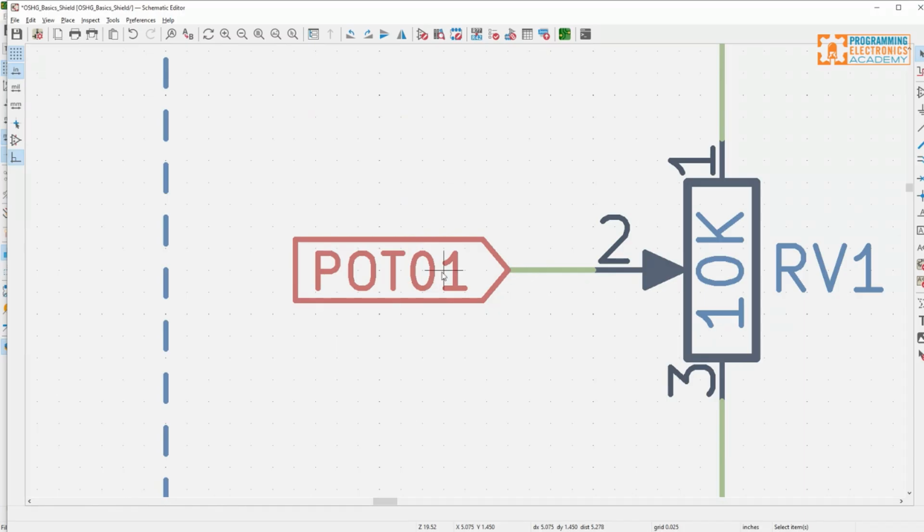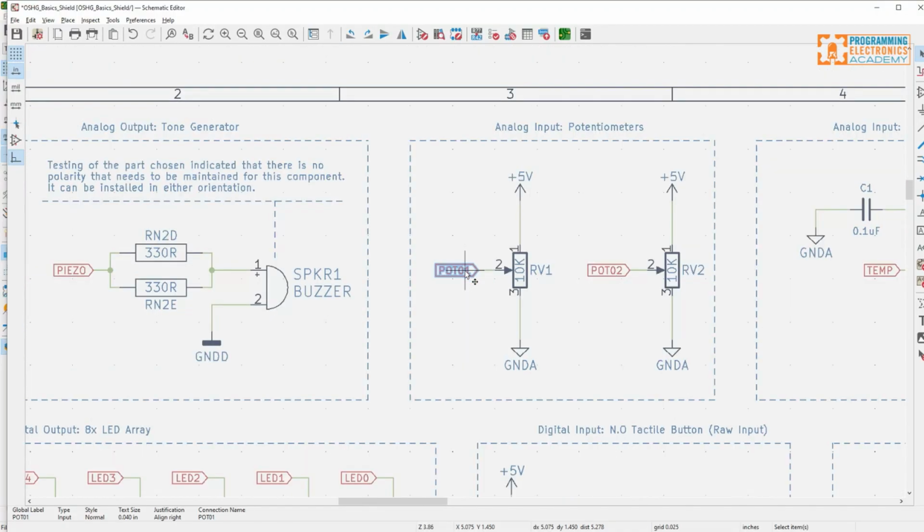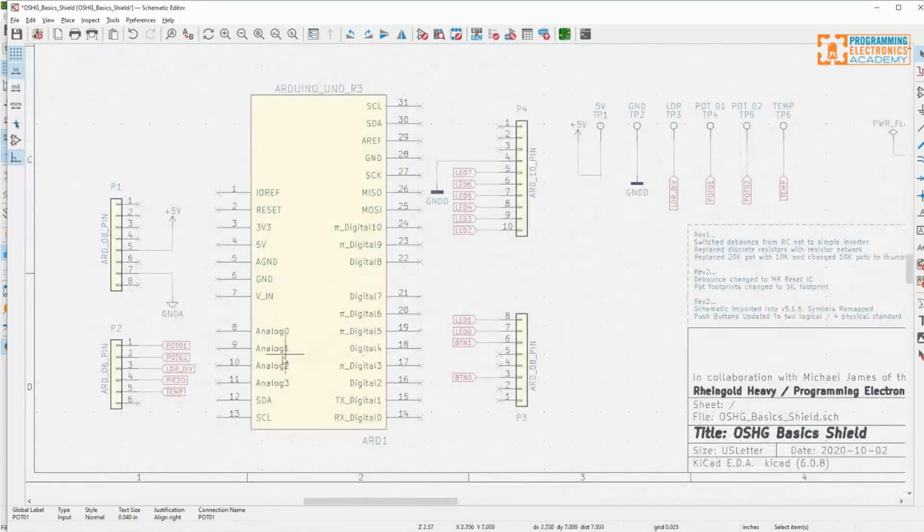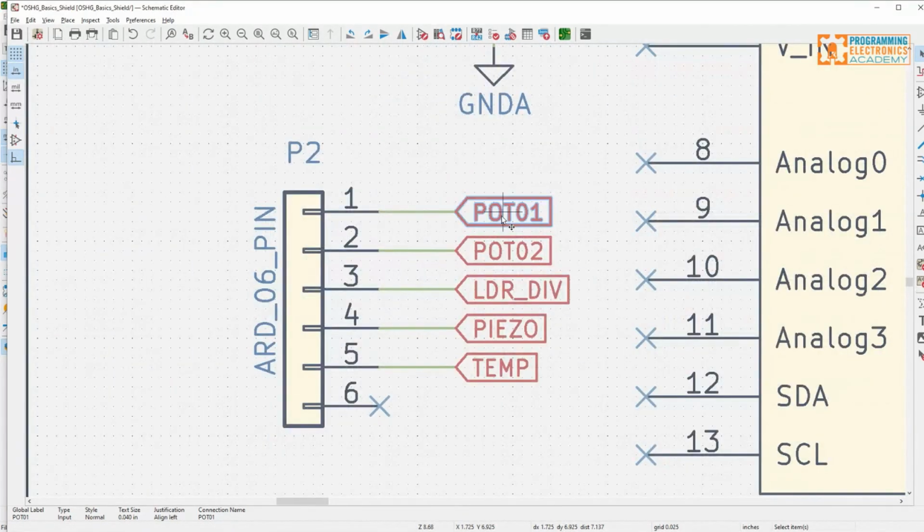So one of the things that my checking software does is tell me if there is a global flag that's isolated, meaning there's only one of them. These should always have more than one because it's got to be connecting somewhere. So this right here must have somewhere on the schematic a matching pot 01. And I know because I'm very familiar with the design that it is over here on the analog side, and there's its matching pair. It's pot 01.